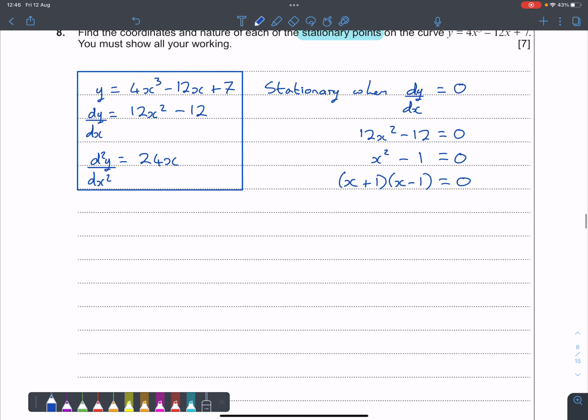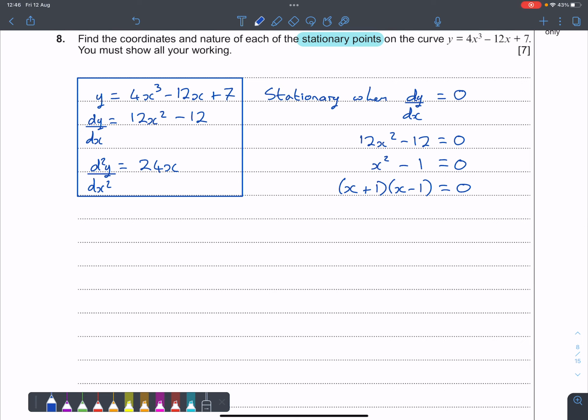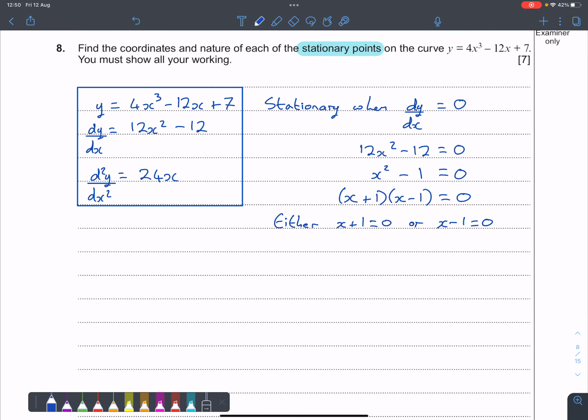We now have a product that gives the answer 0, so one of the terms has to be 0. Either x plus 1 is 0, which means the first bracket is 0 multiplied by something, which always gives 0, or the second bracket, x minus 1, is 0, which works as well. I'm going to solve these two equations. I take 1 off both sides of the first, so x is negative 1, and add 1 to both sides of the second, which gives 1.